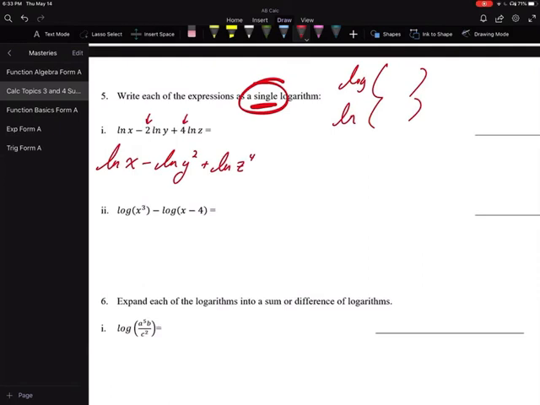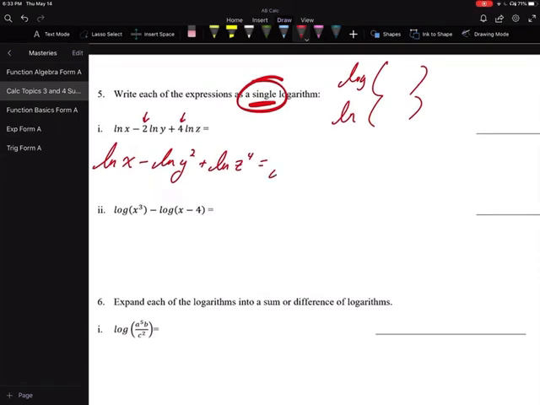Anything that's being added immediately means multiplication. Anything that's being subtracted means division, but it's just that one term that I multiply or just that one term that I divide. So when I'm going to combine these, it's natural log. You need to have the natural log. I have an x inside from here. What I'm going to do is divide because of this subtraction. That means this term, the y squared, is going to be divided. So I'm going to have over y squared.